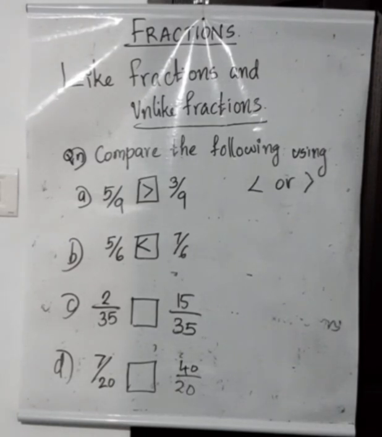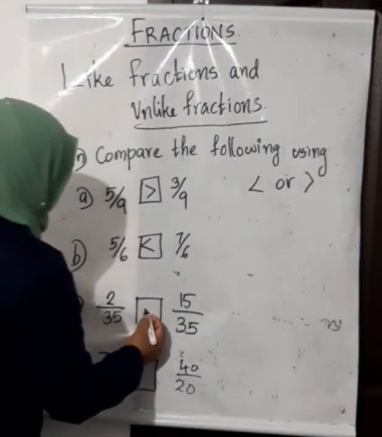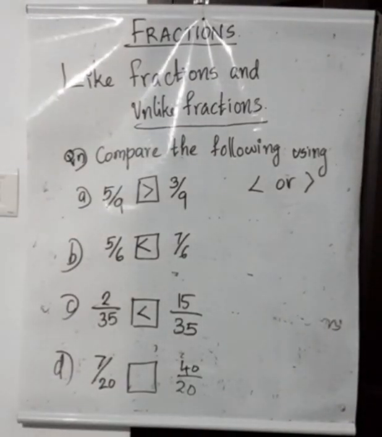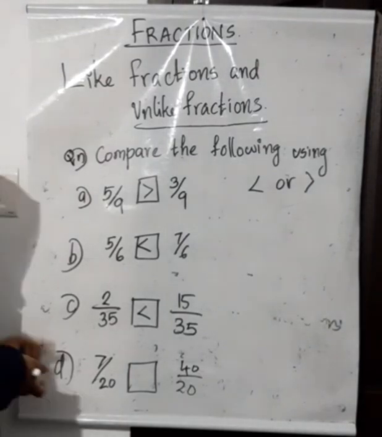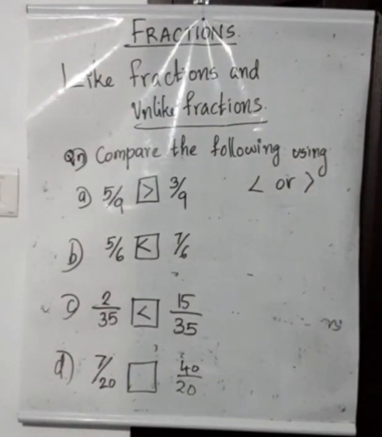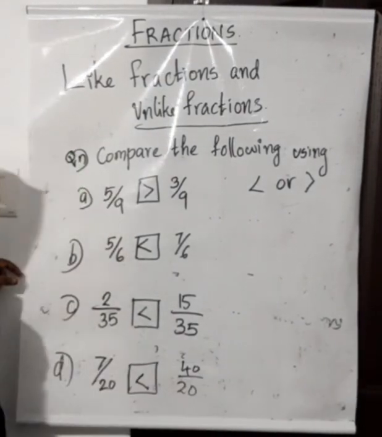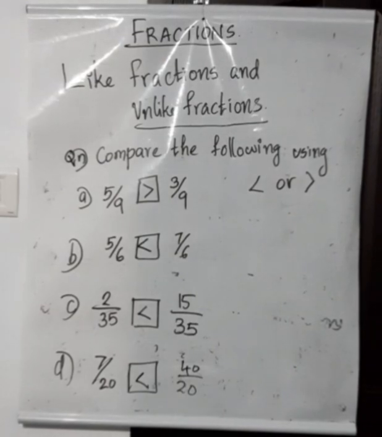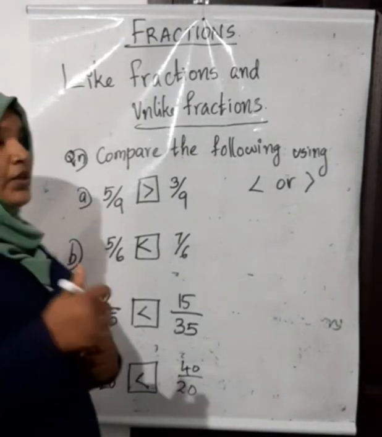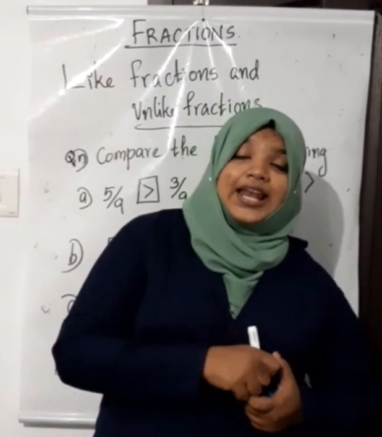Both denominators are 35, so we only compare the numerators. Which numerator is greater? 15 is greater. So 15 by 35 is greater than 2 by 35, or 2 by 35 is smaller than 15 by 35. Similarly, we have 7 by 20 and 40 by 20. Which will be greater there? Yes, 40 by 20 will be greater than 7 by 20, or 7 by 20 is smaller than 40 by 20. So this is how to compare the like fractions.